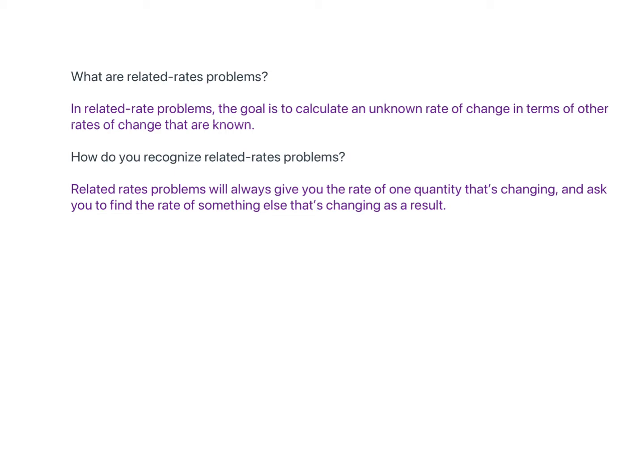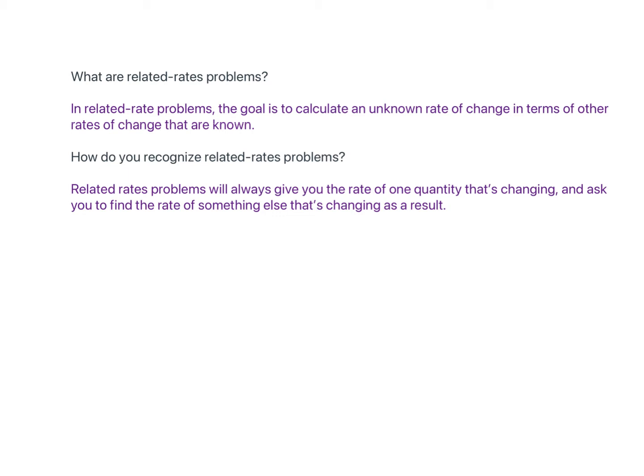And the example I gave you was that of a spherical balloon. And I said that the air is being pumped into the spherical balloon at a rate of 5 centimeters cubed per minute. And what we wanted to do is determine the rate at which the radius of the balloon is increasing at a specific point in time. And that point in time was when the diameter of the balloon is 20 centimeters.